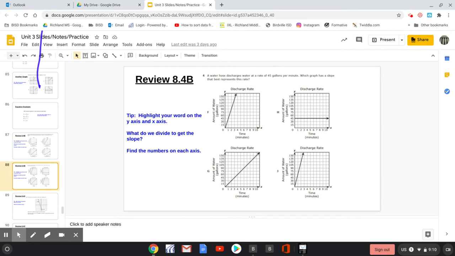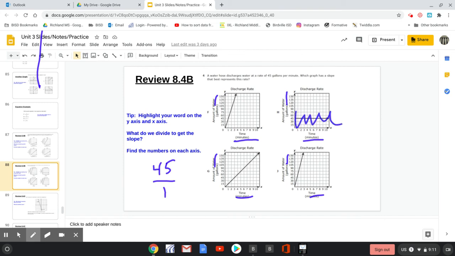Okay, we have a water hose discharges water at a rate of 45 gallons per minute. Which graph tells us that? So we have water and time. We have water in minutes. Okay. And we know that it is 45 gallons per minute. So at 1 minute, if we go up and over, we're looking for 45.